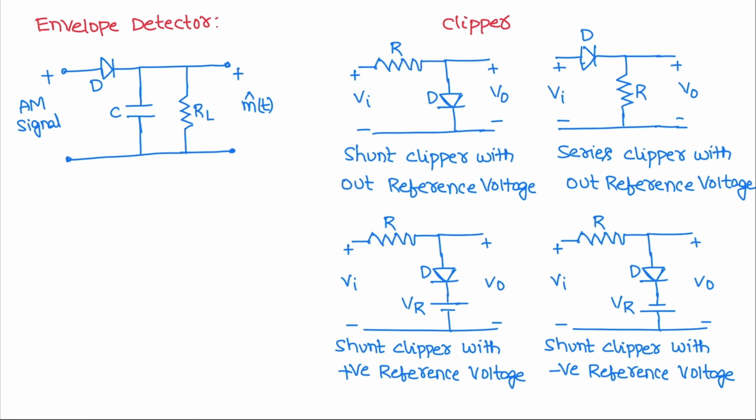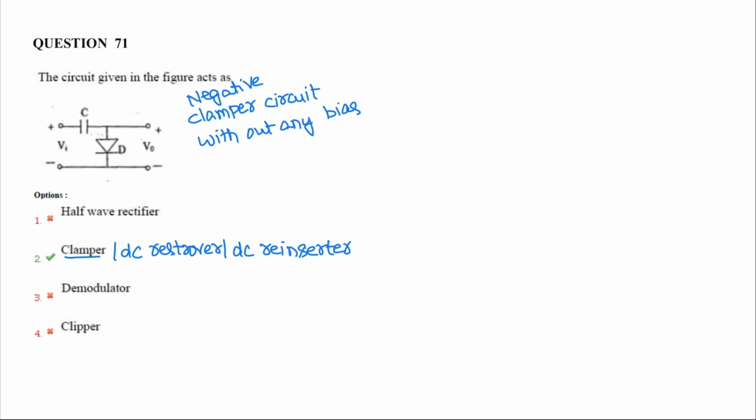Next is envelope detector. This is a circuit diagram for envelope detector. And circuit diagram for clamper consists of resistor and diode. Shunt clamper without any reference voltage, shunt clamper with positive reference, and shunt clamper with the negative reference voltage. Okay. Correct option 2.